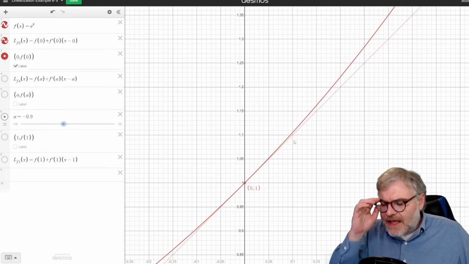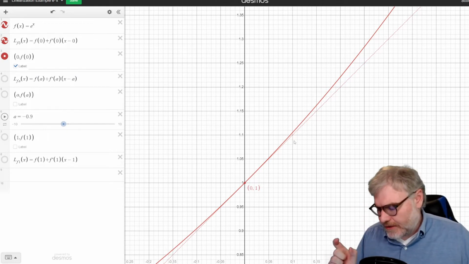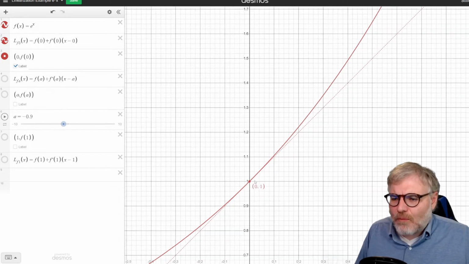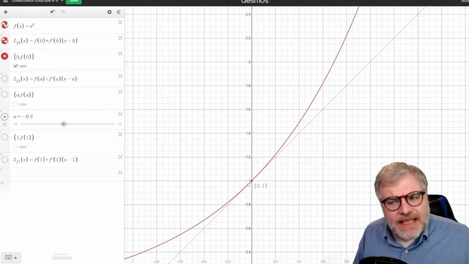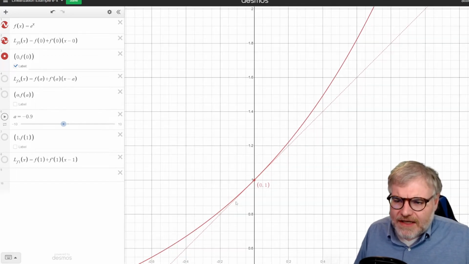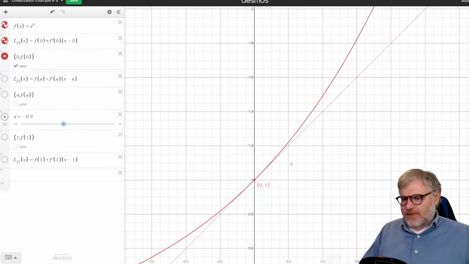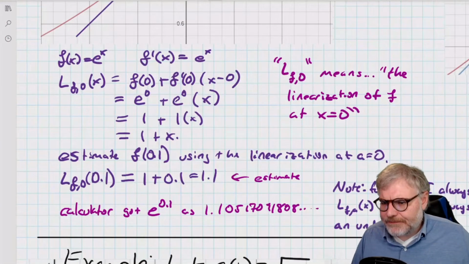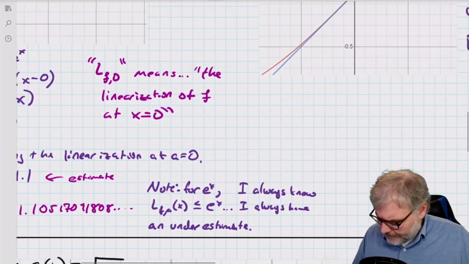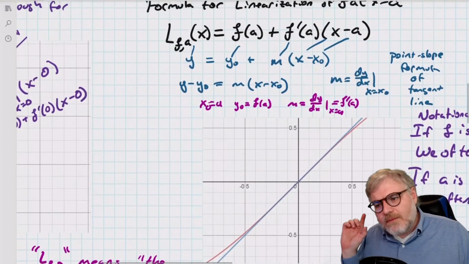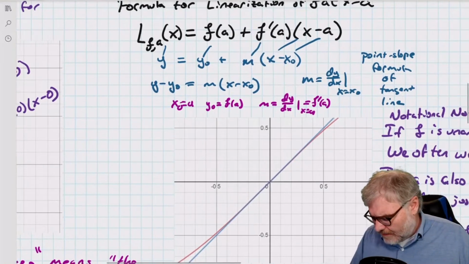Notice also that I can predict the direction here, right? Notice also that my estimator is running below my function. And that's going to be key later. So I know for this particular function that my estimator is running below. I'm always going to get an underestimate with this particular function. That won't be true in general, but for e to the x, I know which way I'm going.